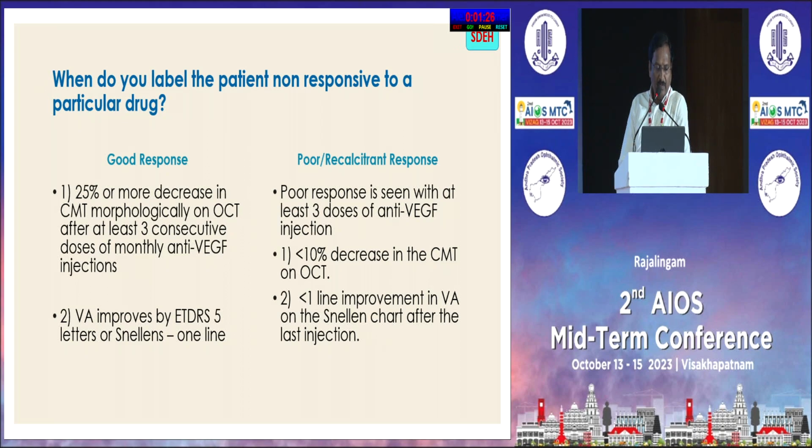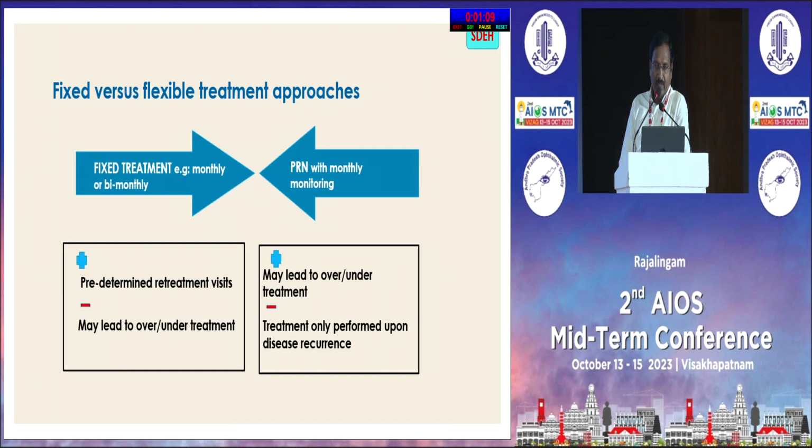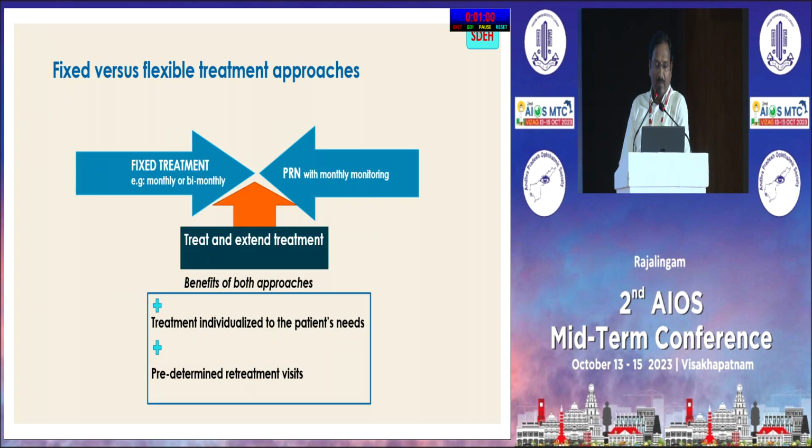Or if the visual acuity improves by ETDRS 5 letters or 1 line. Poor response is if the macular thickness reduces by less than 10% or there is less than 1 line improvement in the visual acuity on the Snellen chart. So there is fixed treatment and PRN treatment, where treatment is only performed upon disease recurrence, but ultimately treat and extend is the best choice, where the patient can benefit in both ways.